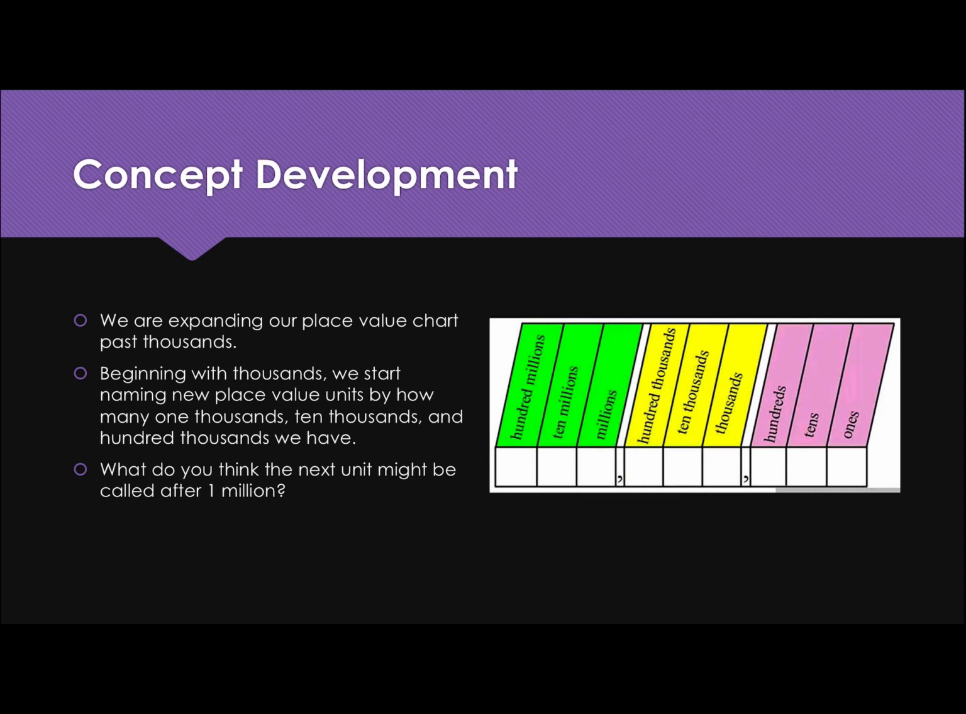So we are going to be focusing on these 3 groupings of numbers. So all the way to the right, you have your ones, tens, and hundreds. In the middle, you have your thousands, 10,000s, and 100,000s. And all the way to the left, we'll have our millions, 10 millions, and 100 millions.